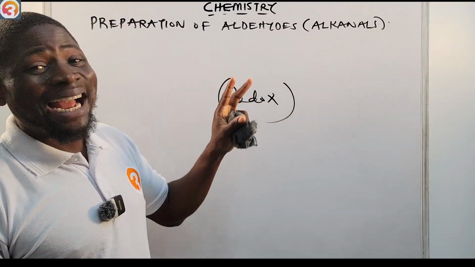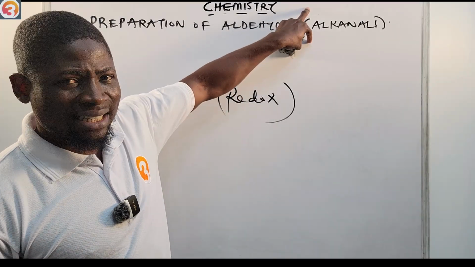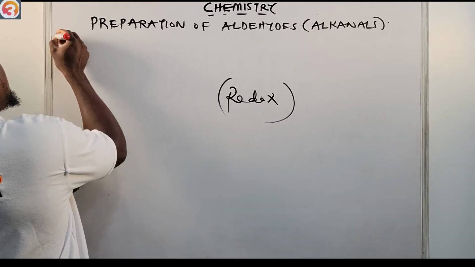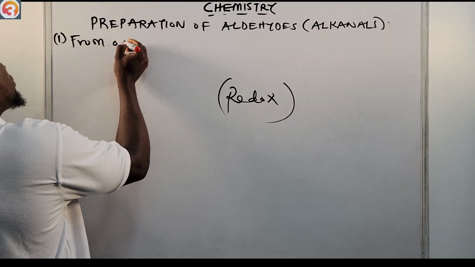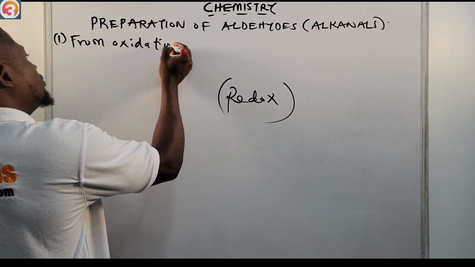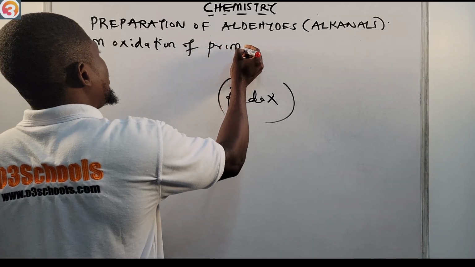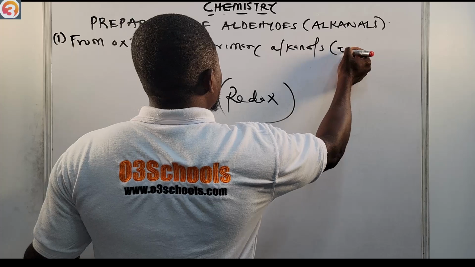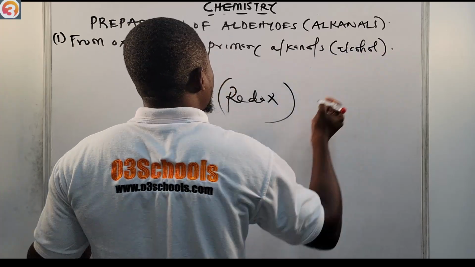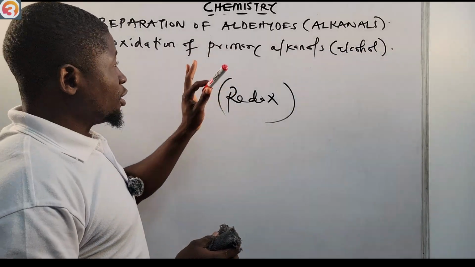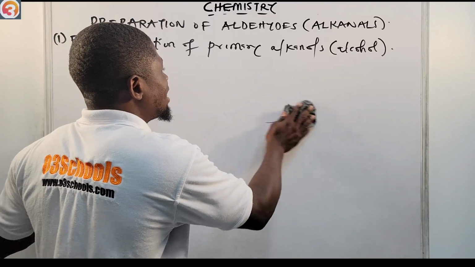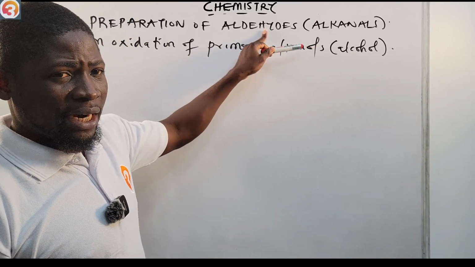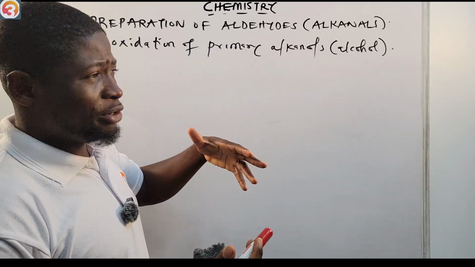Oxidation of primary alkanols. Since we're talking about alkanals now, just know that: oxidation of primary alkanols, number one. So let me just say, from oxidation of primary alkanols or alcohols, the one you call ogogoro. Oxidation of primary alkanols gives us alkanal. It gives us aldehyde or alkanals. I think we have talked about this before, right? So oxidation of primary alkanols gives us what?